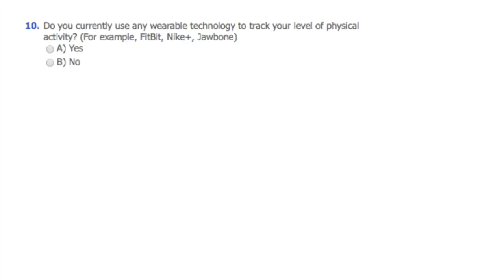In May 2016, a sample of World Campus students were given a survey. One of the questions on that survey was, do you currently use any wearable technology to track your level of physical activity? For example, Fitbit, Nike Plus, Jawbone. There were two possible responses, yes or no.